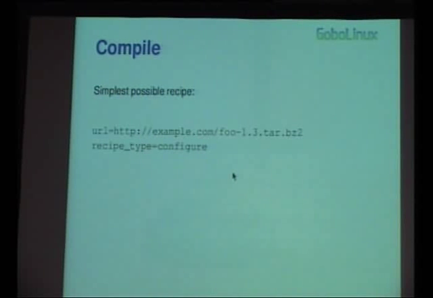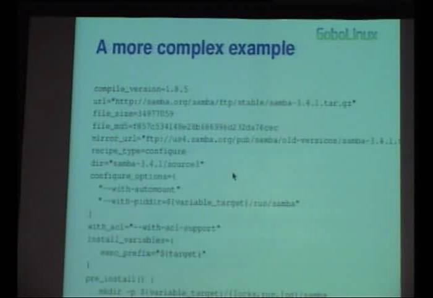So a more complicated example with optional functionality, with extra configuration, is this. Let's walk through it. So we see at the top there, compile version. It's saying what version of the tool it's designed to work with. URL, file size, MD5, I mentioned. A mirror URL, which is one off the side, saying another location if we can't use the first one. Recipe type. A directory within the source that we're supposed to use. I should also say I've cut this recipe down to put on the slide so it doesn't actually make sense as a whole, if you're wondering why it looks so weird.